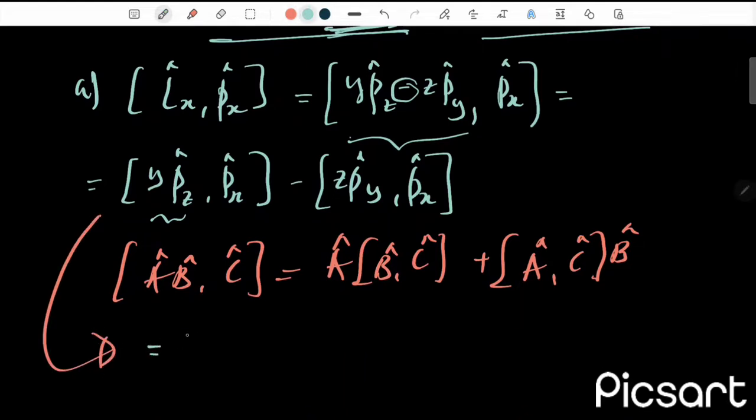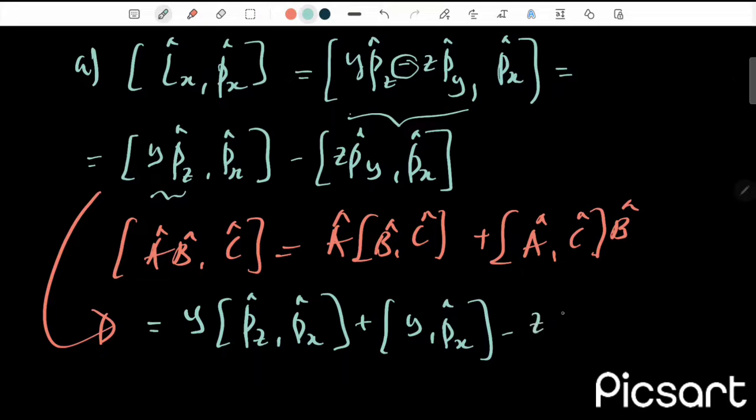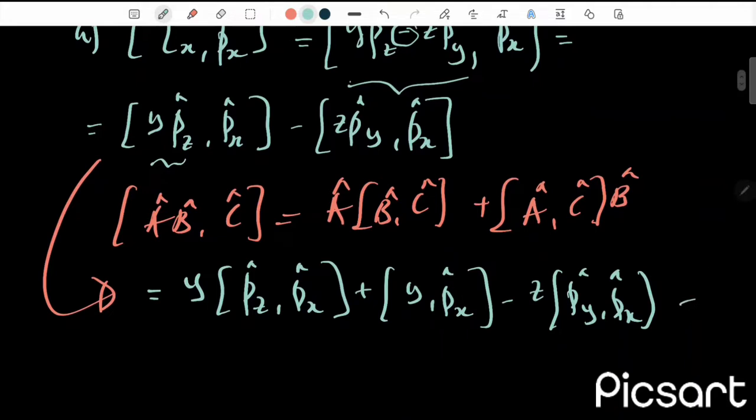Now this is equal to y [pz, px] plus [y, px] pz, and here minus z [py, px] minus, sorry, here it's minus [z, px] py.